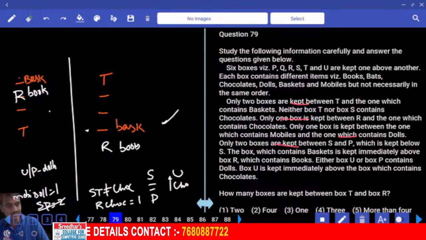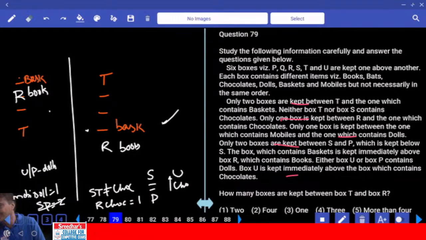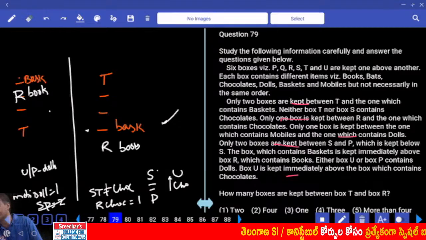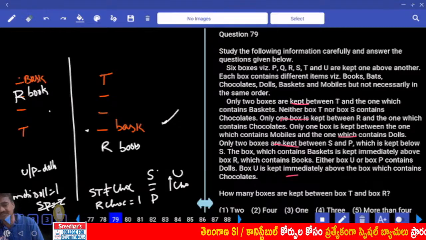Now R and S. U is kept immediately above R. R and chocolate, there must be exactly 1. U is here. As U is here, U and chocolate must be together. As U and chocolate must be together, let us start with S and P. Now where can we have S and P?